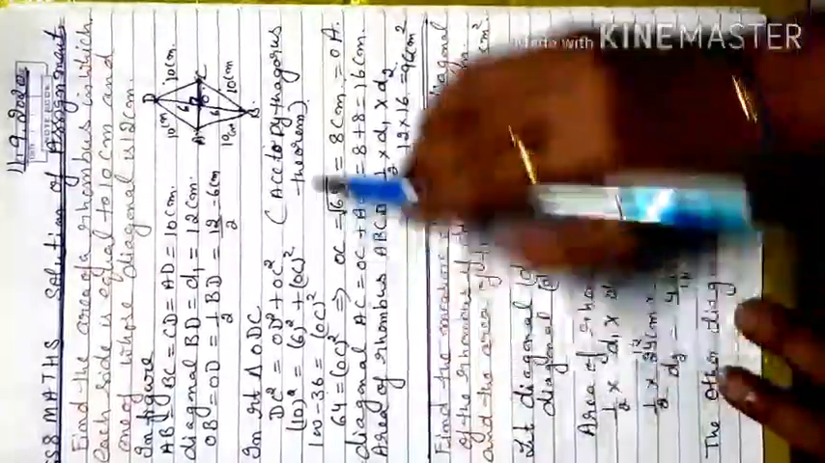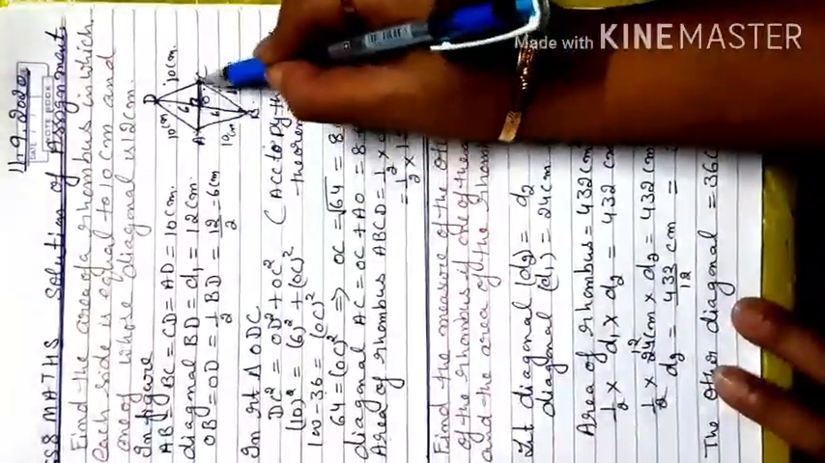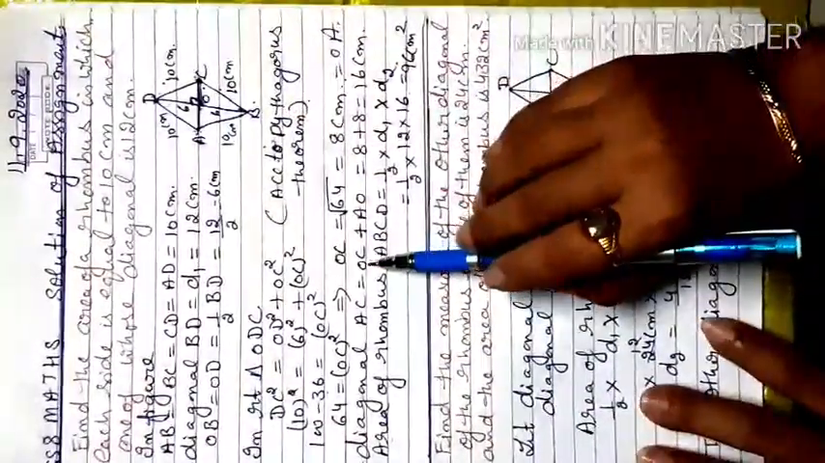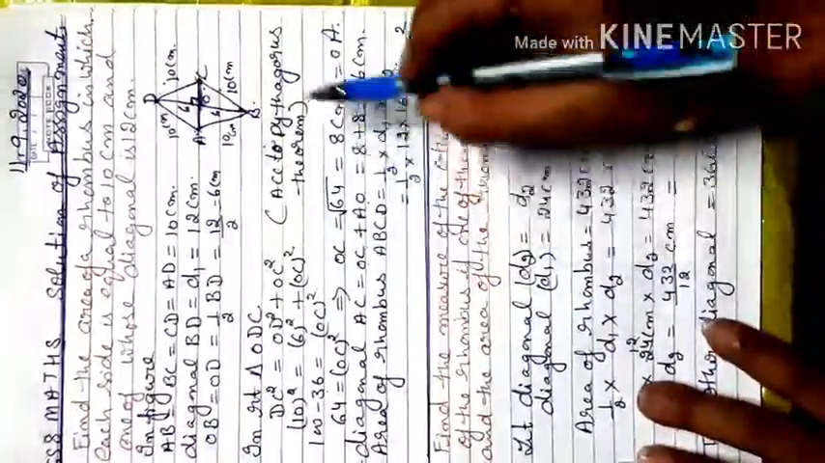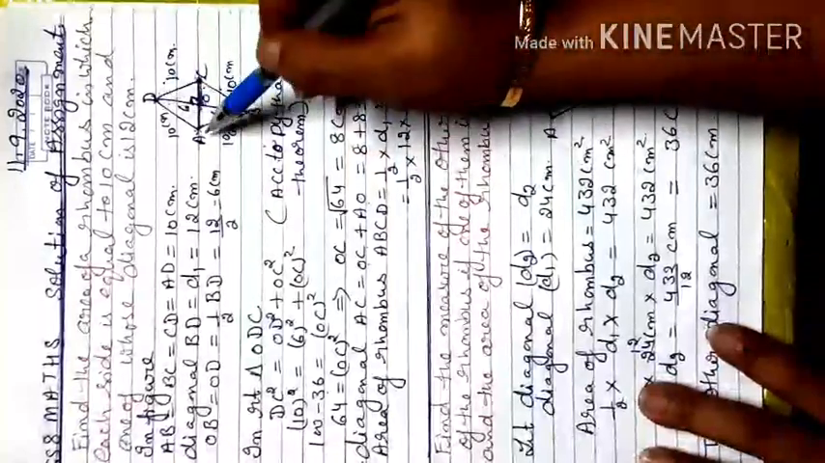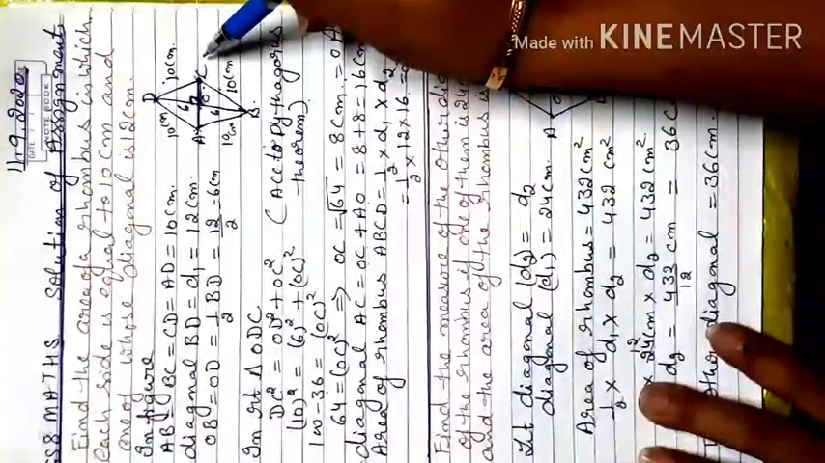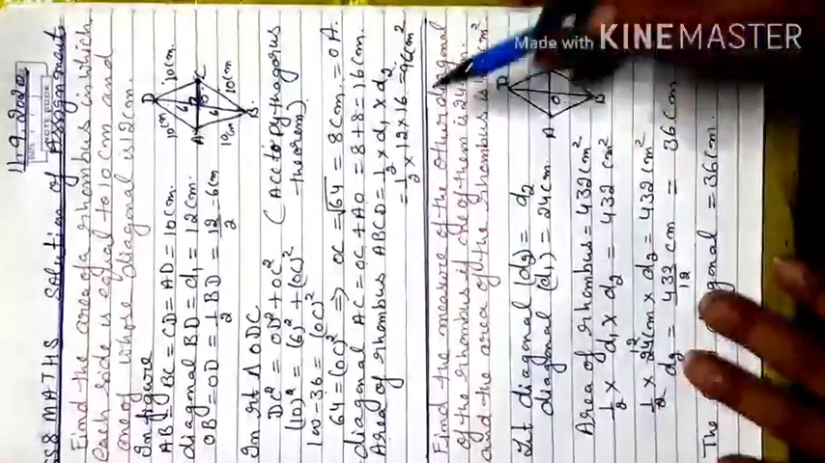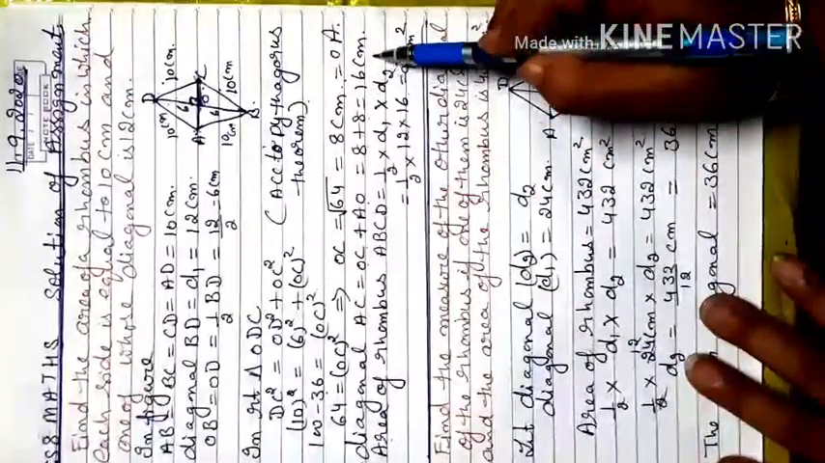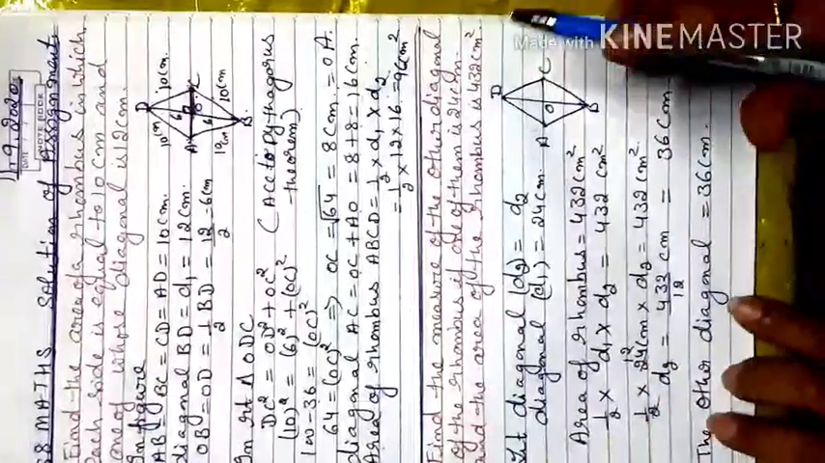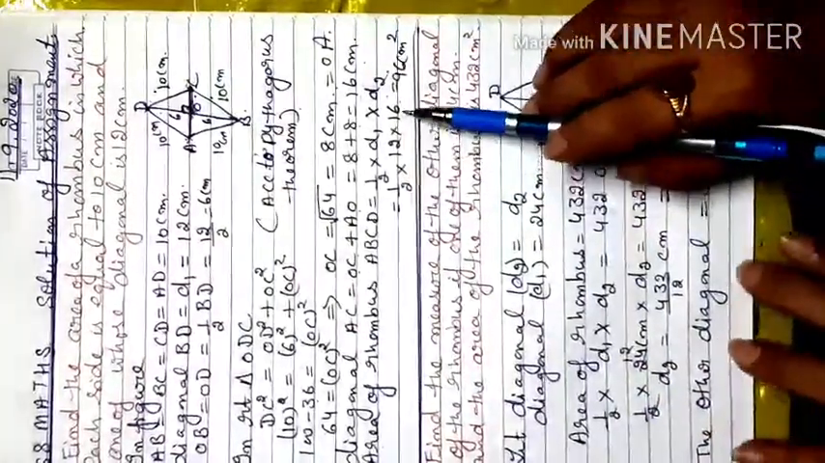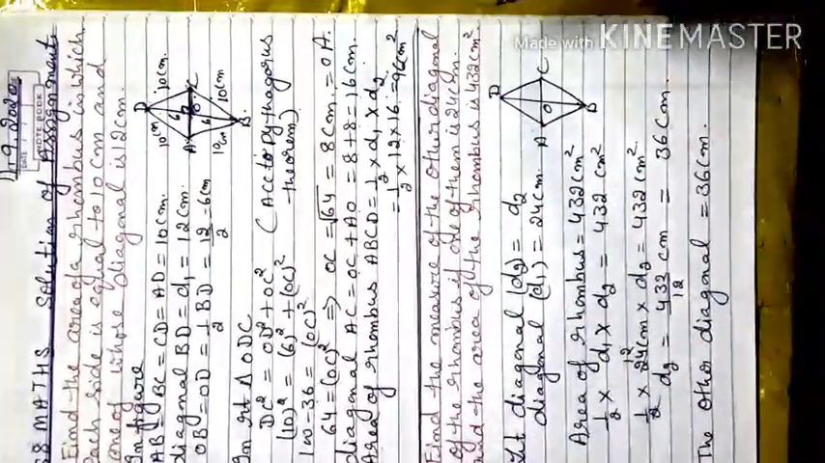So if you have to find the diagonal D2, this is my diagonal D2, AC, so that becomes OC plus OA. If OC is equal to 8, OA is also 8, because this diagonal divides it into equal parts. That's why OC is equal to OA. So 8 plus 8 is equal to 16 centimeters. So the second diagonal length is 16 centimeter. Now you have to find the area. Half into diagonal 1 and diagonal 2 is equal to 96 centimeter square.